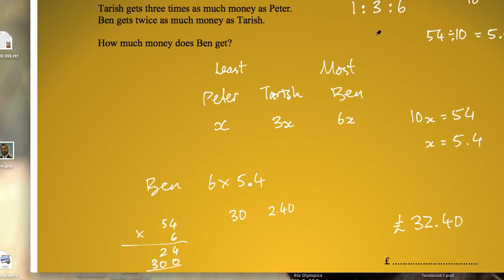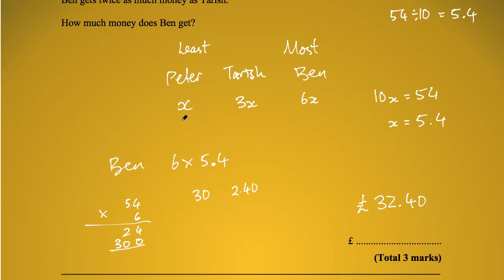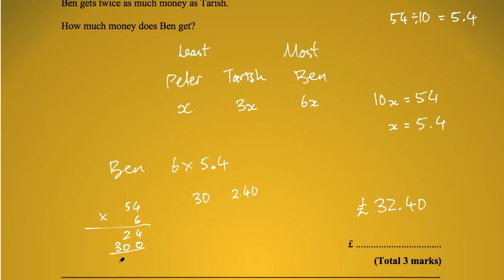And then you just need to think roughly what is that value to know where to put the decimal point back in. 6 times 5 is 30. It's roughly £30, so it's going to be £32.40. Make sure you put the 0 on the end, because for money, we've always got currencies, we've always got 2 digits after the decimal point. So it's not 32.4, which is confusing. It's £32.40, which is clear and easy to read.